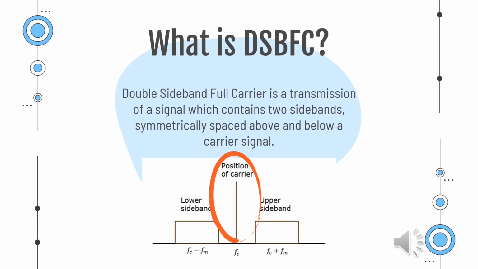So let's jump into our first subtopic for today, double sideband full carrier. Double sideband full carrier is a transmission of a signal which contains two sidebands, symmetrically spaced above and below a carrier signal. As you can see in the orange circle, the position of the carrier signal, and it is sandwiched between two sidebands, which are the upper sideband and the lower sideband.